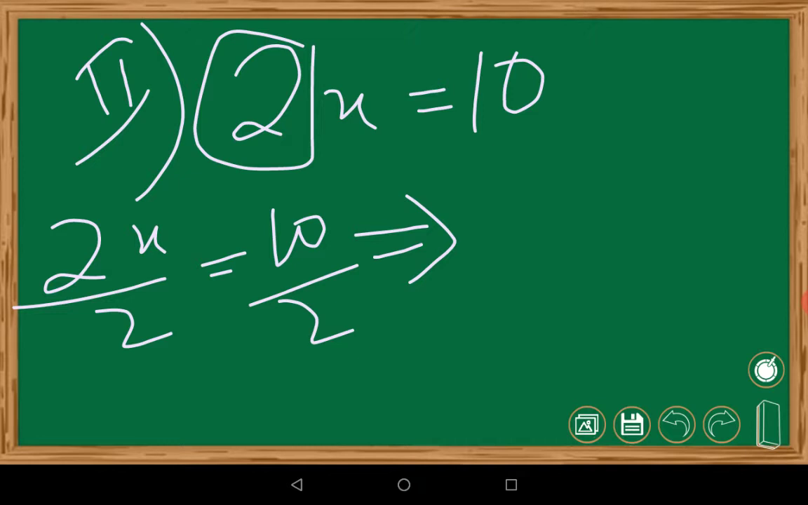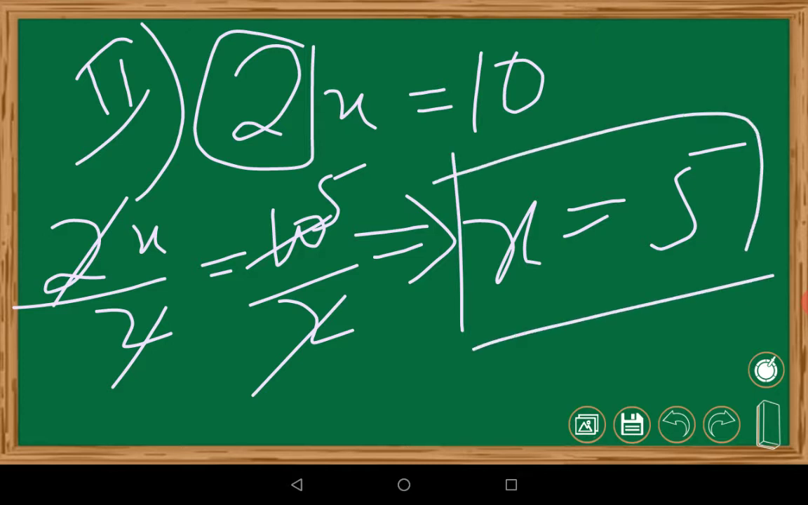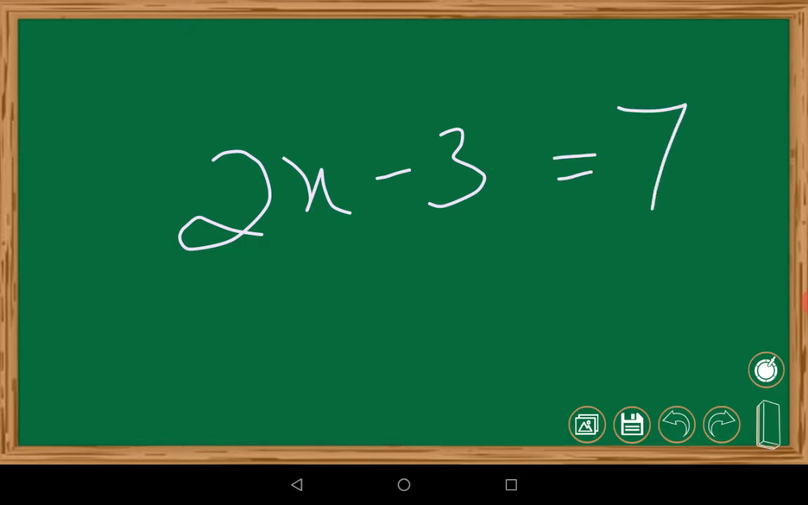Now the 2 gets cancelled, right? And 2 fives are 10. So 5. Done. Now what is the answer? x is equal to 5. Now we got the x value as 5. Now let's substitute and check. We should not leave it, right? 2x minus 3 is equal to 7. We got the answer as 5, right?